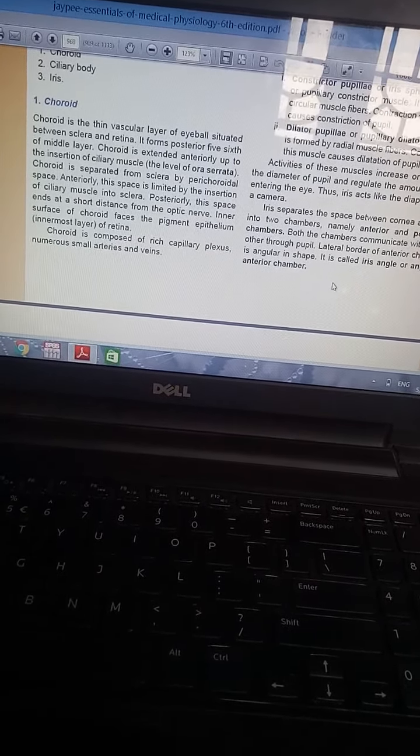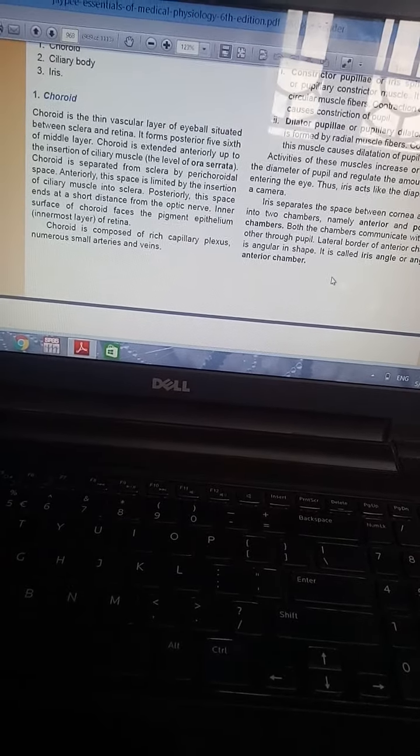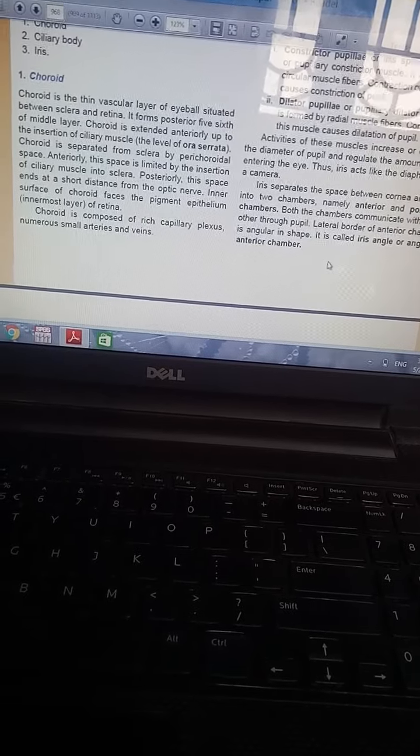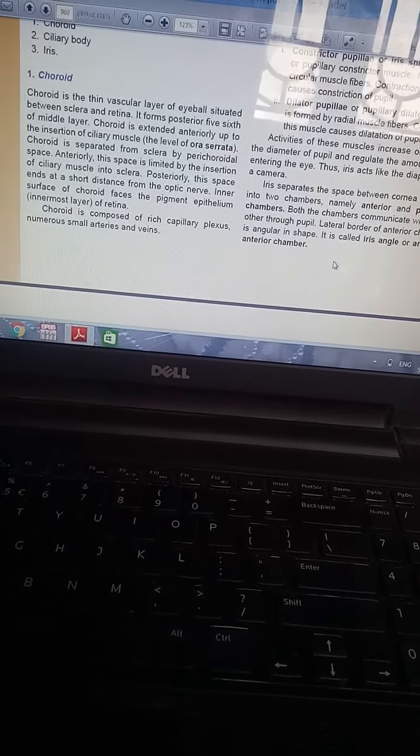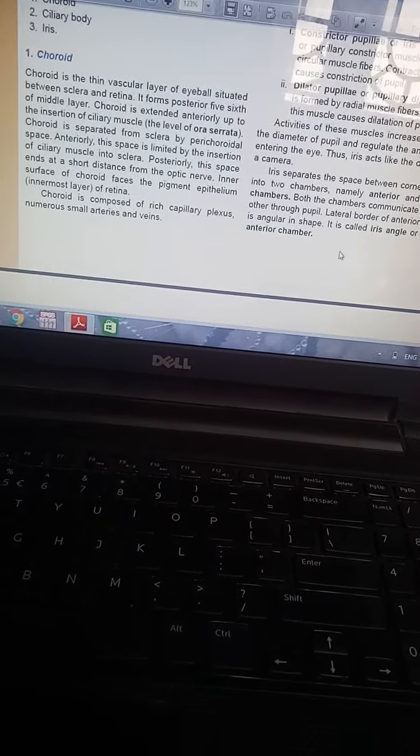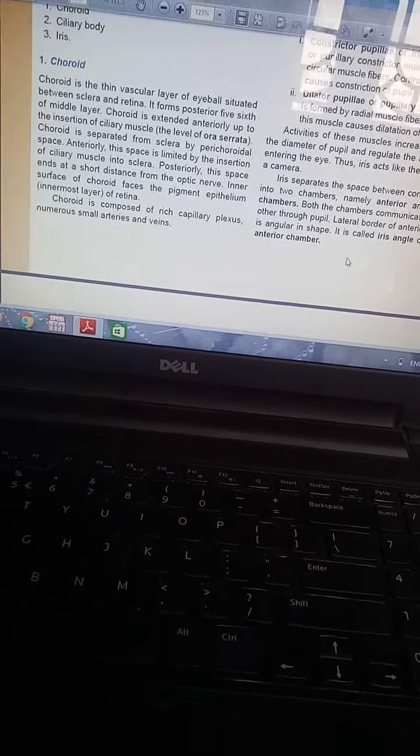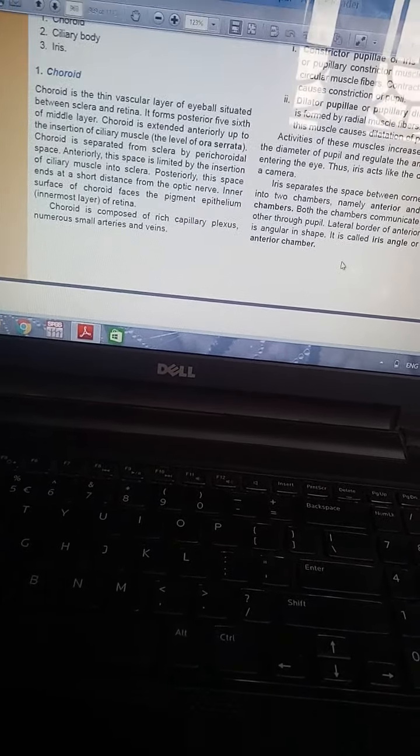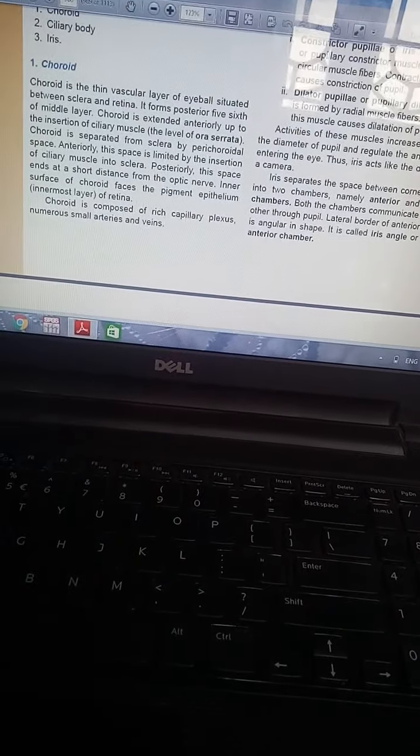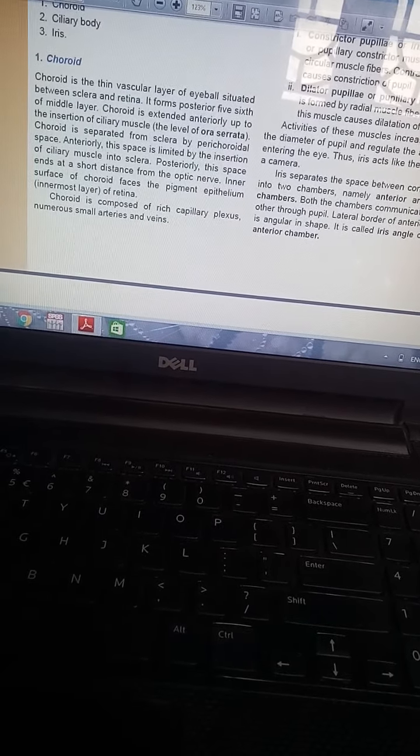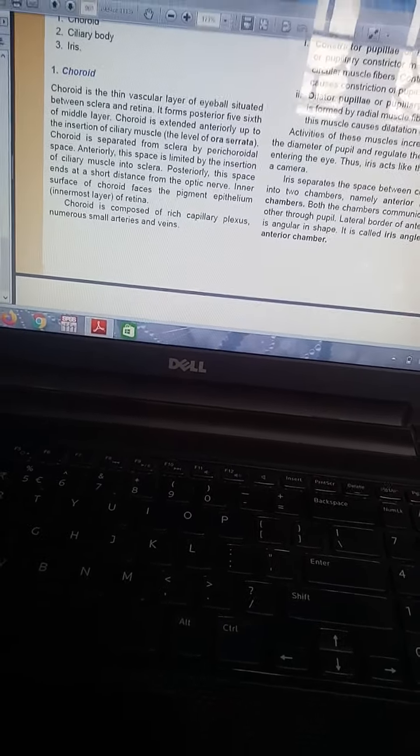So on the anterior side, the space of the choroid is limited by the insertion of the ciliary muscles into the sclera, and on the posterior side, the space ends at a short distance from the optic nerve. Second, the inner surface of the choroid faces the pigment epithelium layer of the retina.